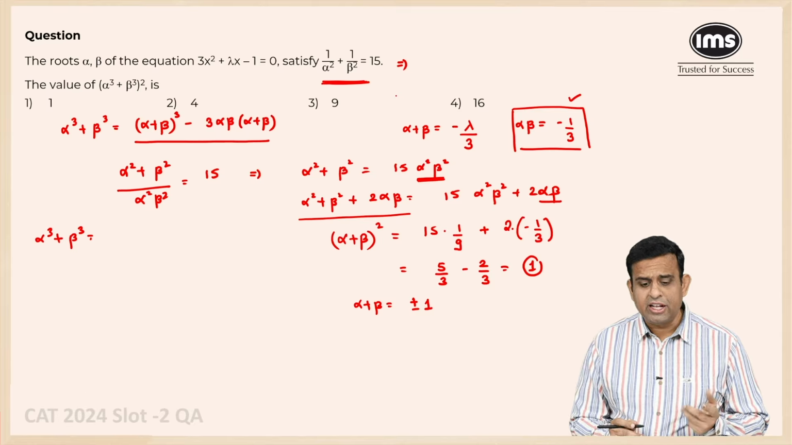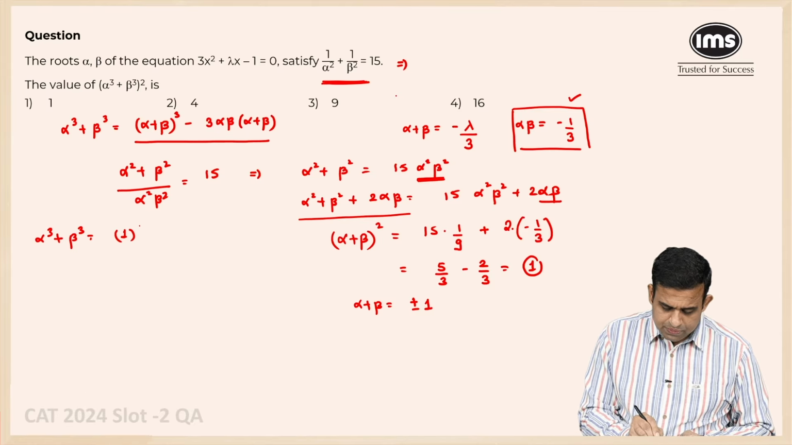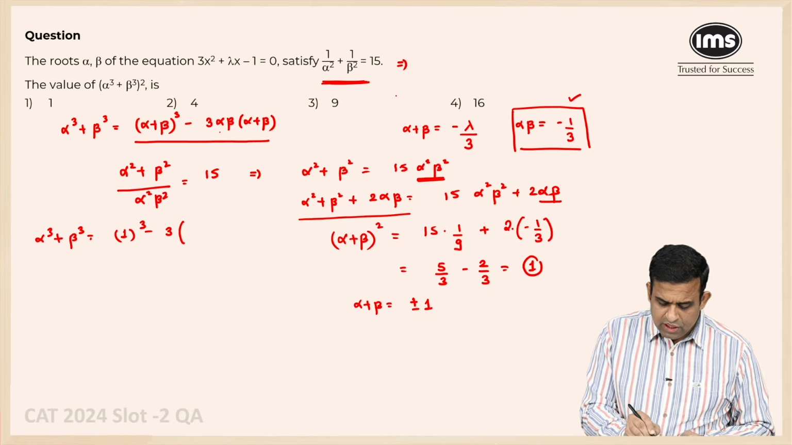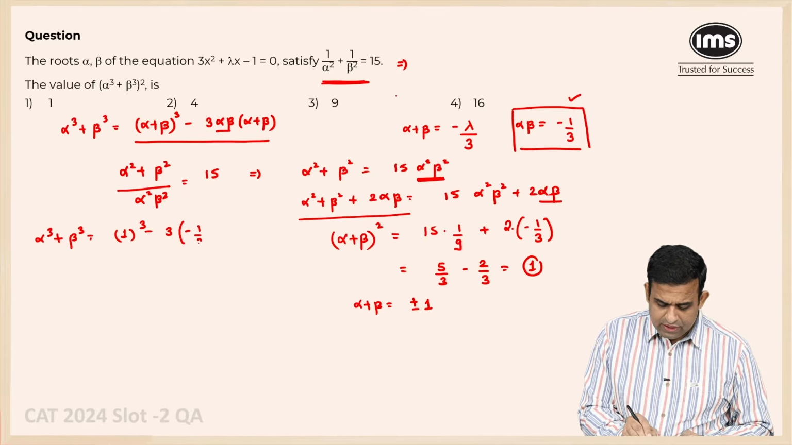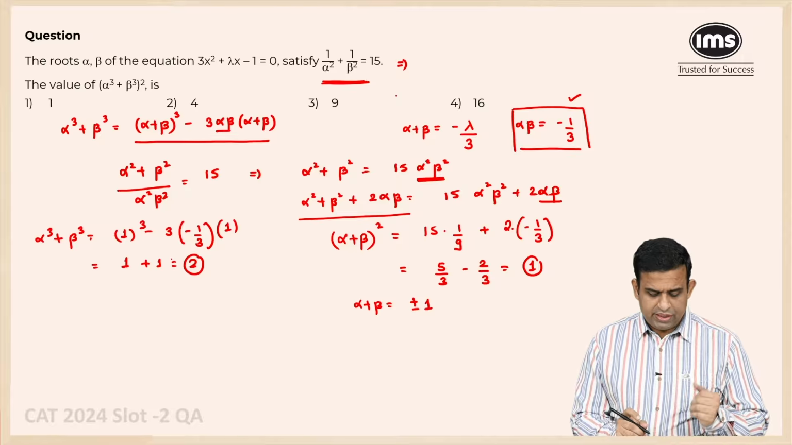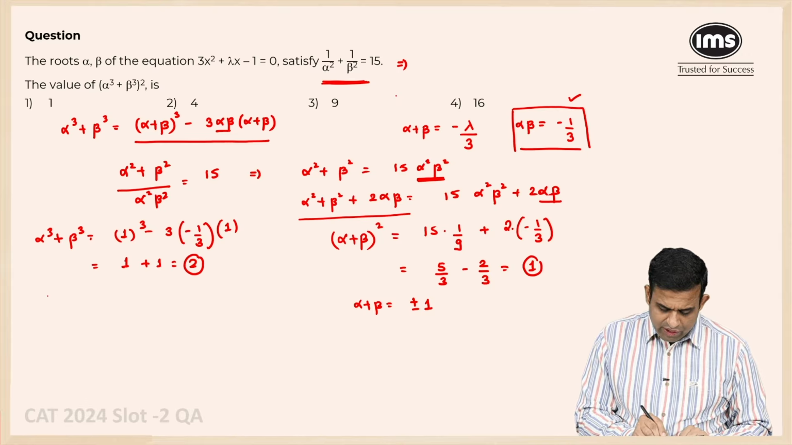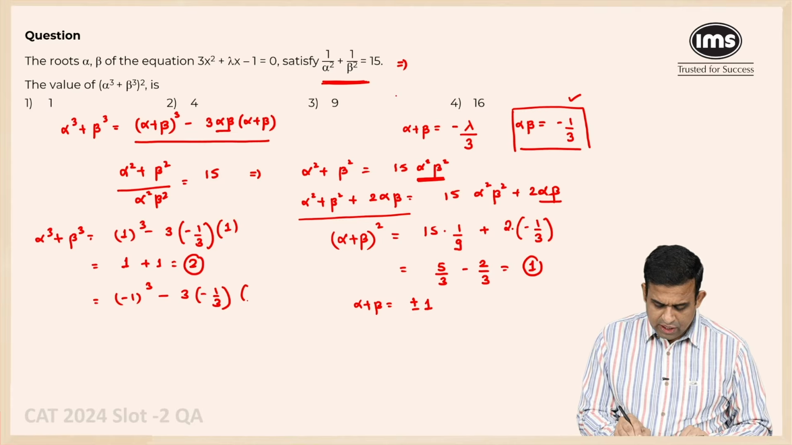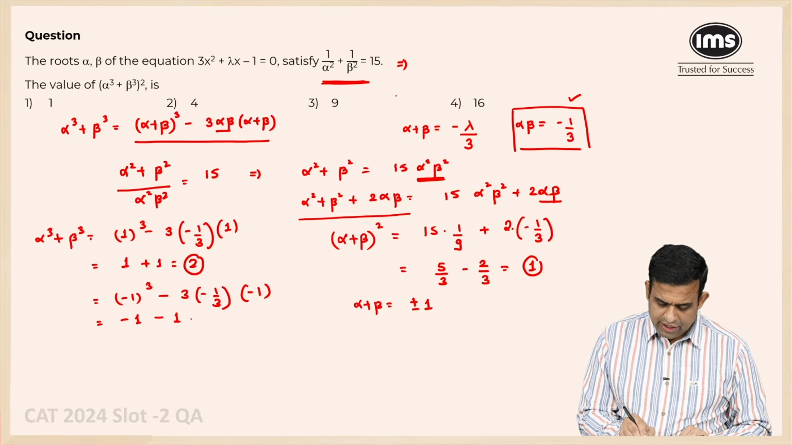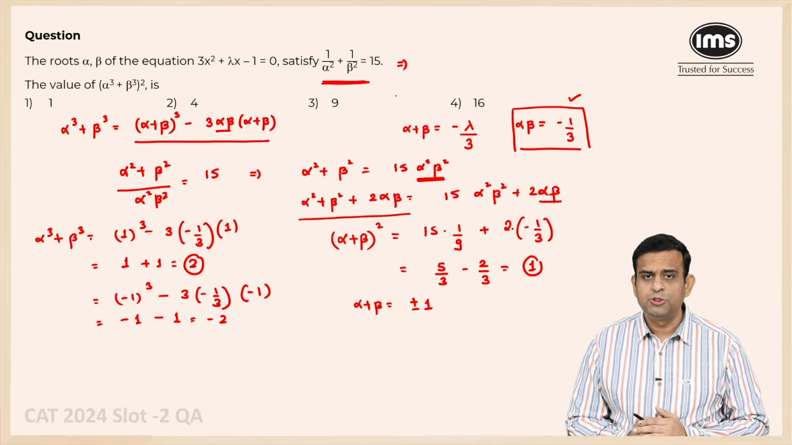Let's put alpha plus beta as 1 for the first question. So 1 cube minus 3 times alpha beta, which is negative 1/3, times 1, and this comes out to be 1 plus 1, equal to 2. Then what if I take the value as minus 1? So minus 1 whole cube minus 3 times minus 1/3, again a minus 1. So minus 1, and this time we get a negative 1. So the result becomes minus 2.